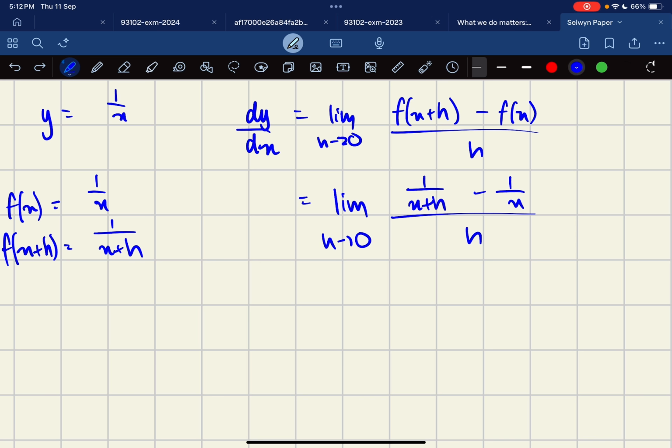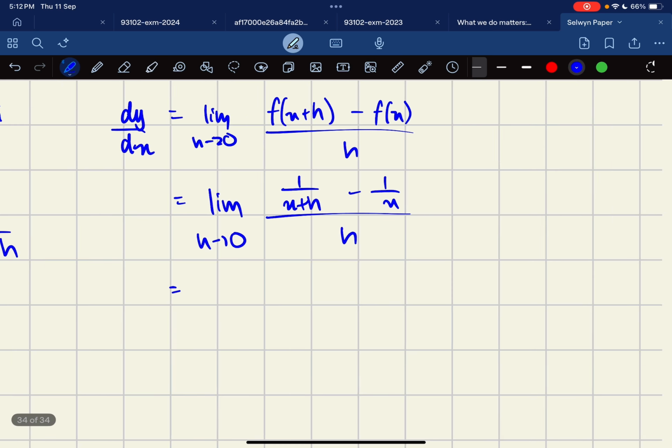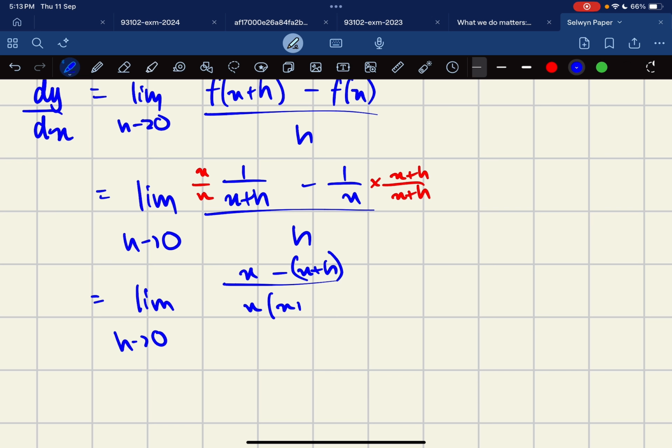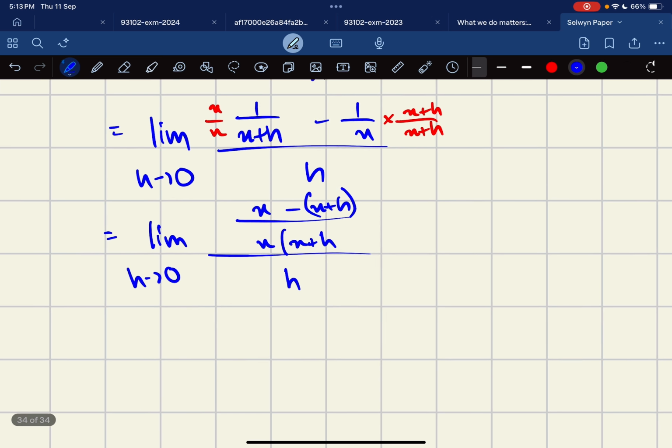So what does this look like? At the top, you obviously need to combine the two fractions together. So you're going to cross multiply. So multiplying the right one by x plus h over x plus h, and then the left side by x over x. So you're left with the limit as h approaches 0 of x minus x plus h over x times x plus h, over h.